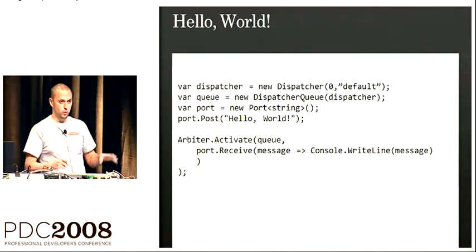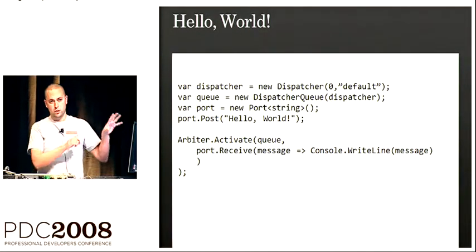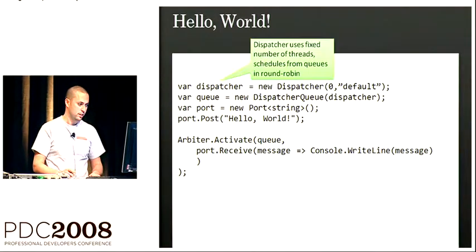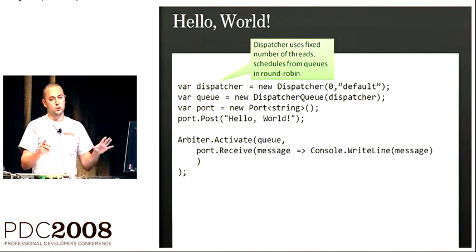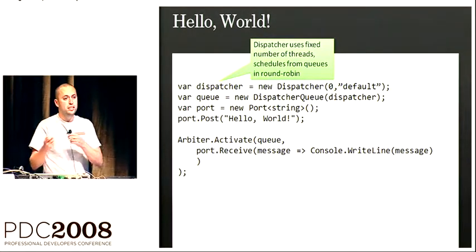OK, finally, we're in the hello world of the CCR. So this is C# 3.0 syntax. I want to make that clear. And we like it. It's very concise, but sometimes it's cryptic. So the first thing you're going to do, and you only do that once in your application, you basically create a dispatcher, which is our mini thread pool.